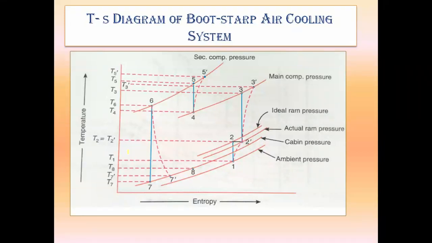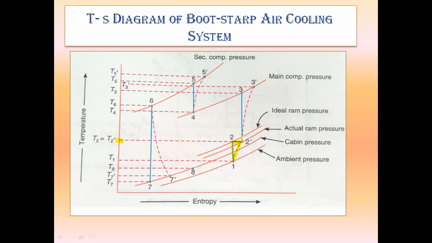So this is the TS diagram for the bootstrap air cooling system. So 1 to 2 process is the ideal ramming process. 1 to 2 dash is the actual ramming process. Here you can observe that T2 is equal to T2 dash.